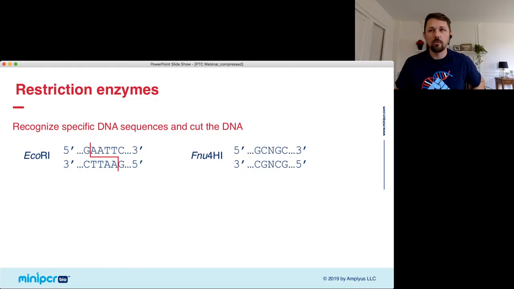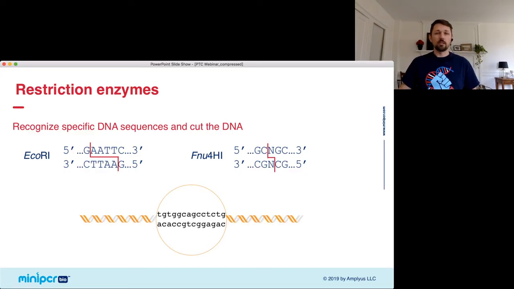If EcoR1 is in a mixture with DNA and that sequence is there, EcoR1 is going to cut it right along that line. The one we're actually using today is an enzyme called FnuDII over here. FnuDII recognizes this sequence: GC, N, GC. N means that it can be anything, so that N is not important. So GC, any old nucleotide, GC. And if it finds that, it cuts it just like that.